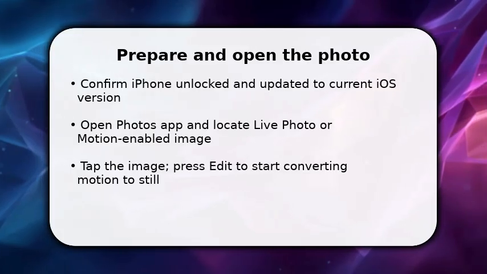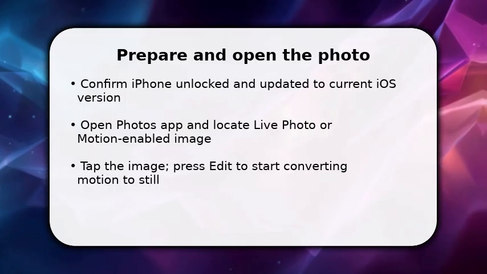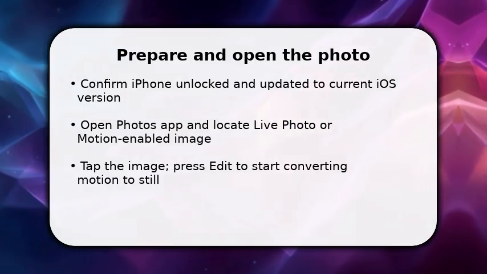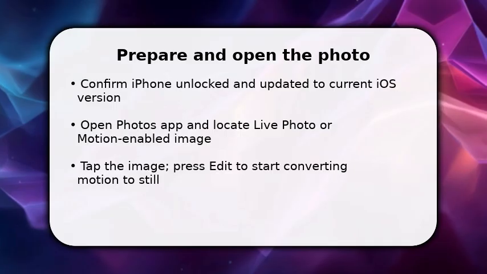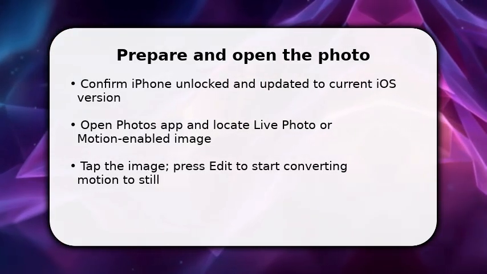You've got the photo, now remove motion. First, open Photos and pick the live photo. You want to edit the asset itself, so tap Edit immediately. Once in Edit, look for the live photo icon or the live label at the top. Press it to reveal options.